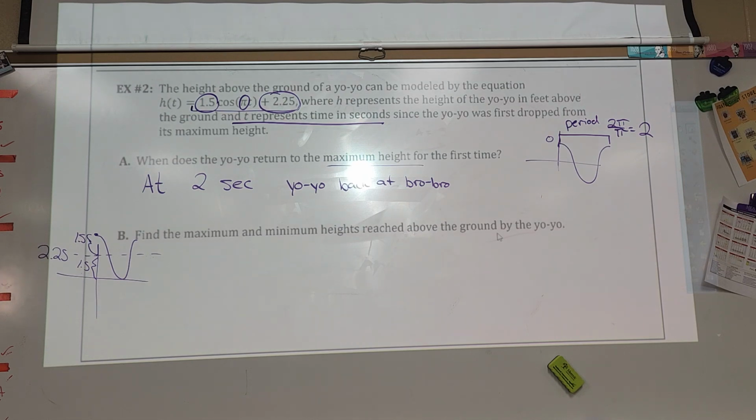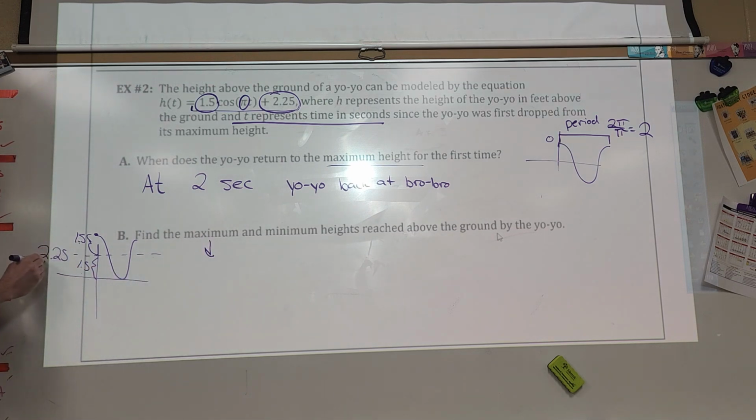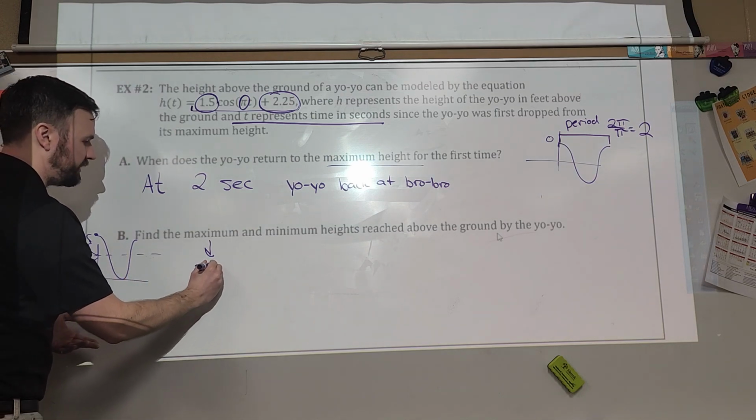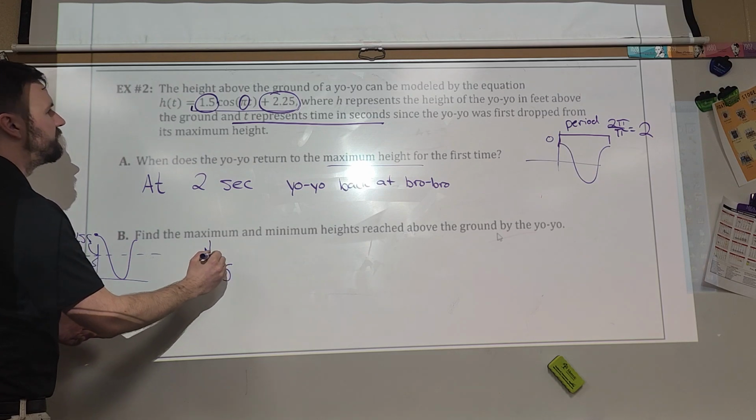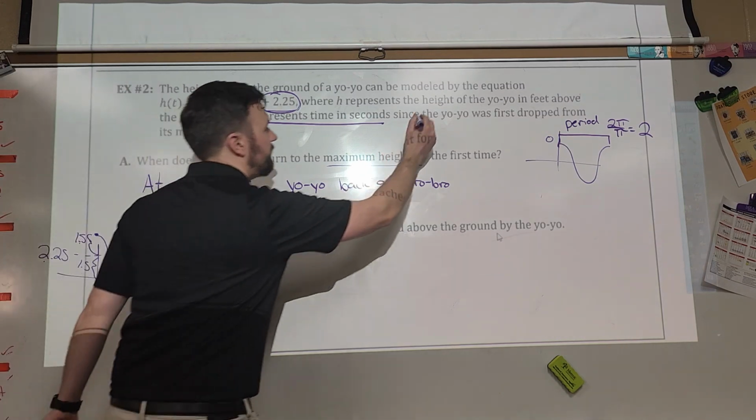I think someone else said it. You take your amplitude and you add it to 2.25 and subtract it from 2.25, right? But I'm drawing a sketch just to help me visualize what's going on. So what is the maximum height then? It would be 1.5 plus 2.25, right? So my maximum is 3.75 feet, right?